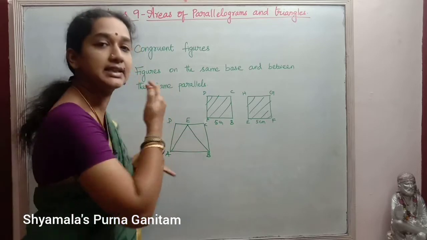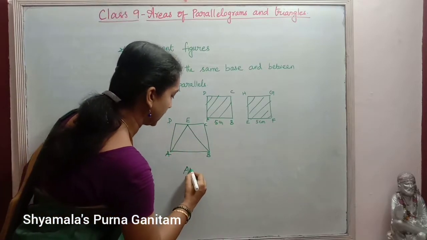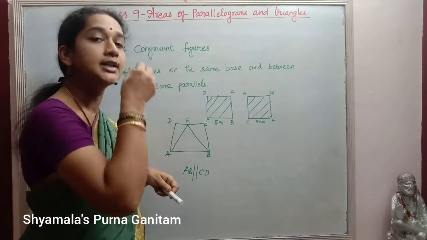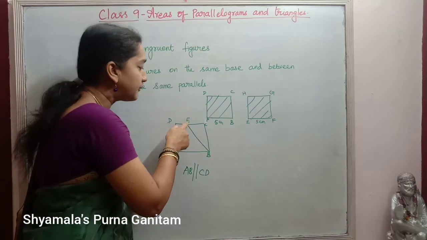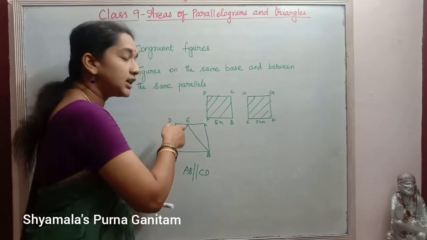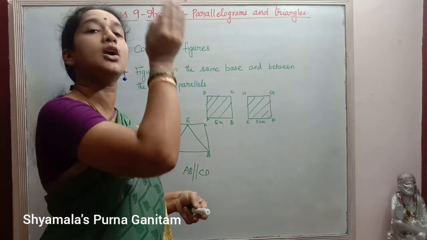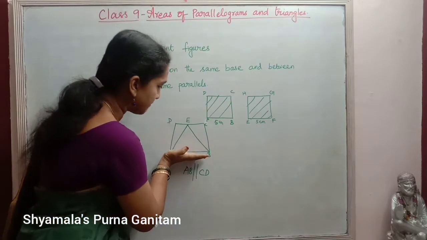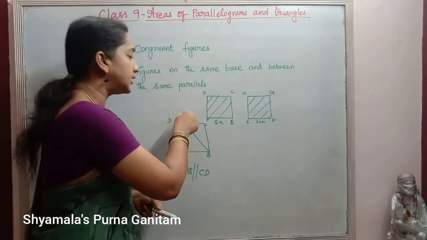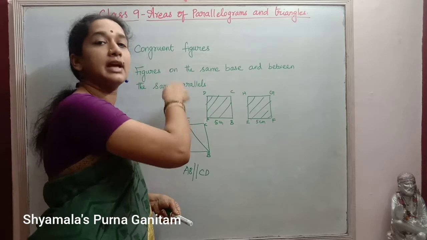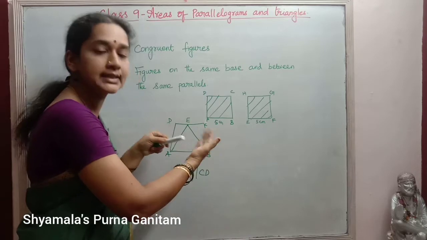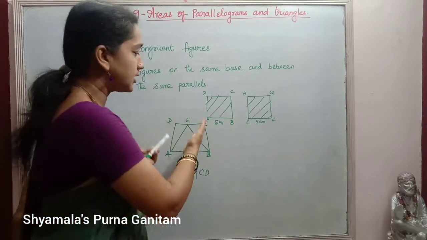We'll say that AB and CD are parallel. Here in this figure, AB is parallel to CD. So on the parallel line, we have to get the other vertex of any figure. Here, since it is a triangle, the third vertex of the triangle should be on the opposite parallel line. So if the third vertex is on the other line of the parallels, we'll say that both the figures are on the same base and between the same parallels. So this is regarding a triangle.